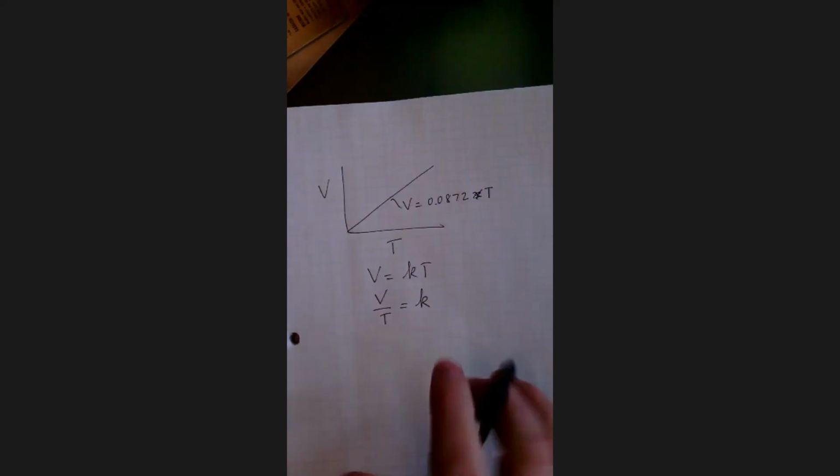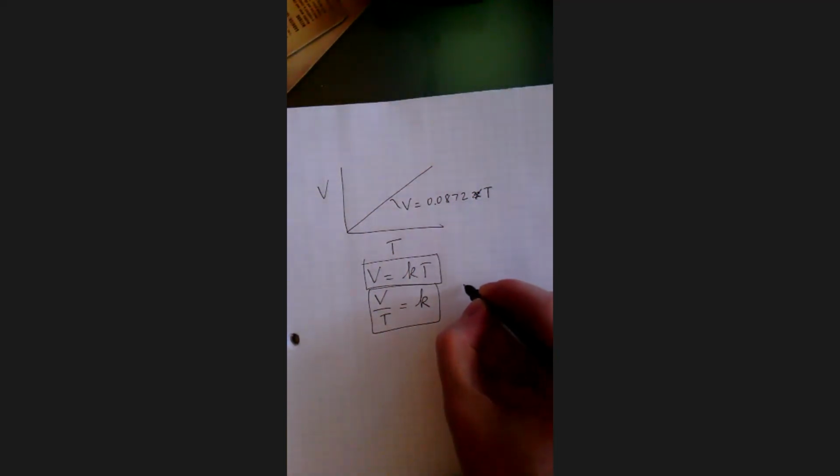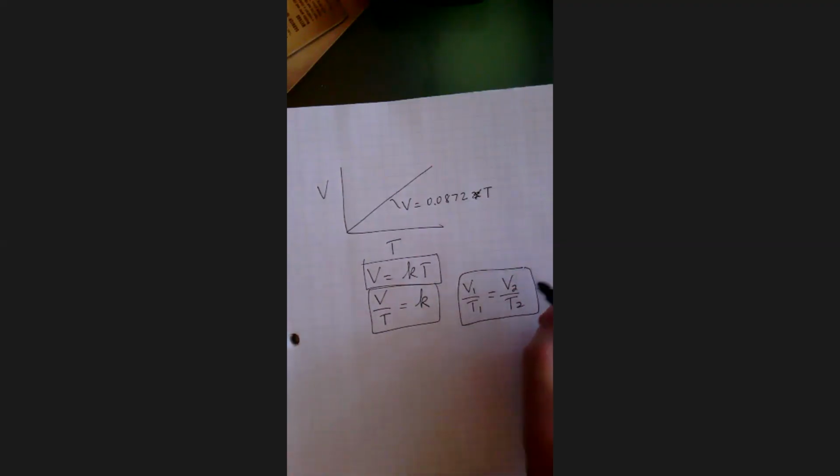If V divided by T is constant, put a box around that, and put a box around V equals KT. But what can we do if V divided by T is constant? Then V1 over T1 has to equal V2 over T2, which is usually how Charles's law is written. Charles's law: V1 over T1 equals V2 over T2.